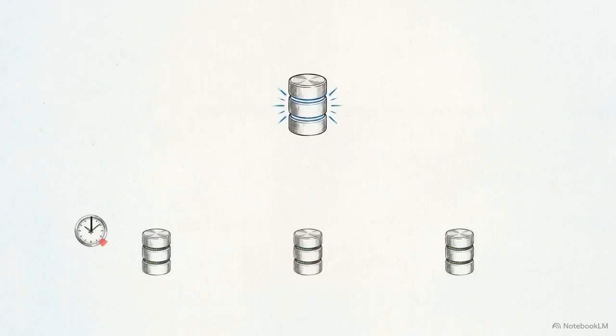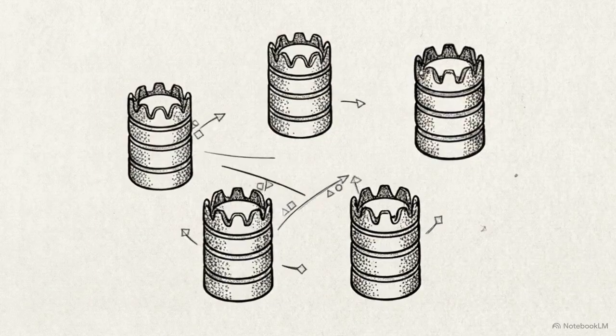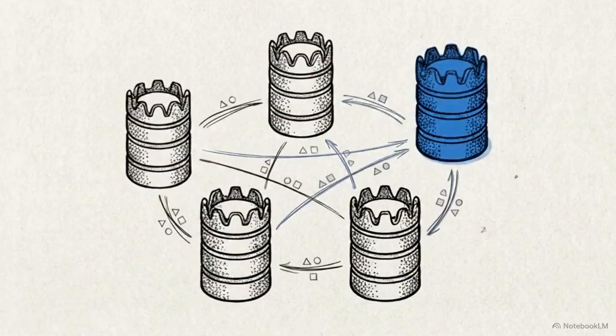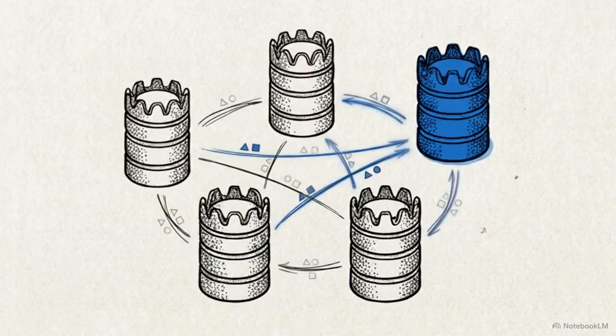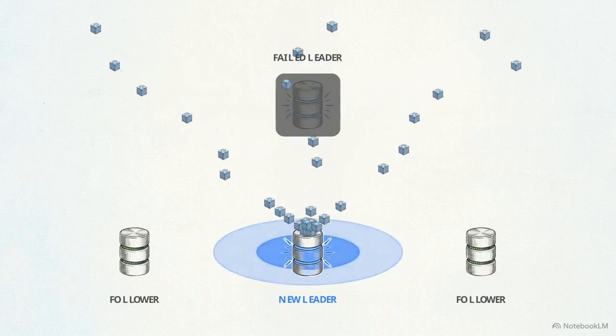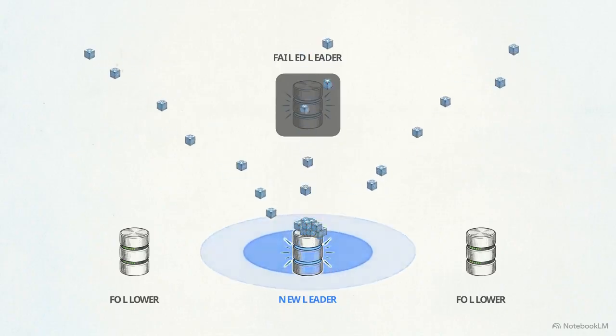First, the followers detect the failure by relying on strict network timeouts. If the leader misses a heartbeat ping, it is presumed dead. Second, the remaining nodes enter a consensus process, communicating to elect the follower with the most up-to-date replication log as the new leader. Finally, the system must reconfigure client request routing, forcing all applications to send their new write traffic to the newly promoted node.